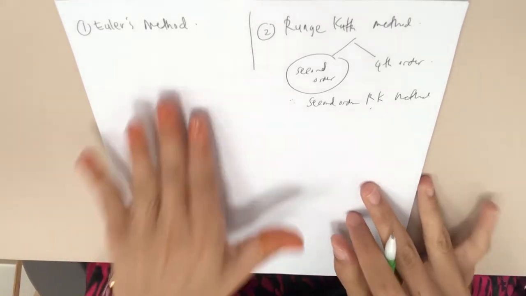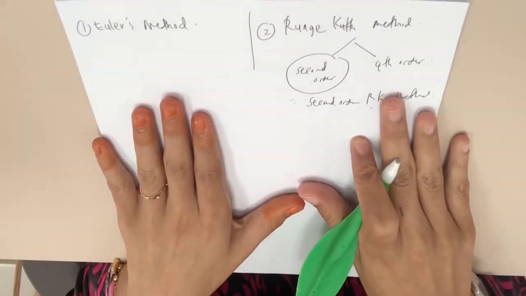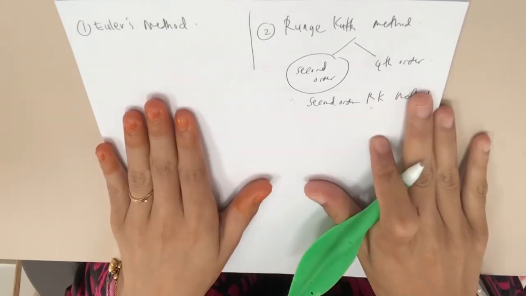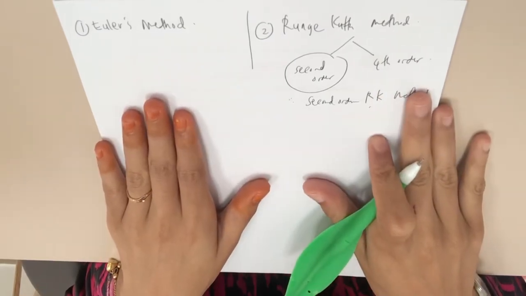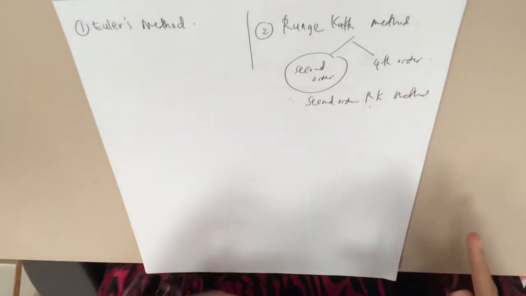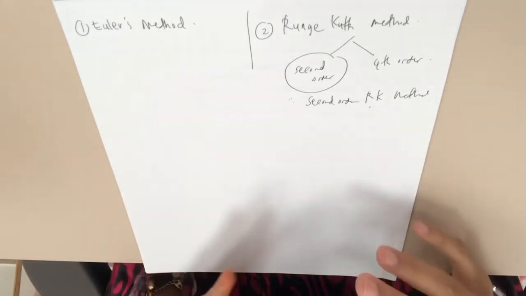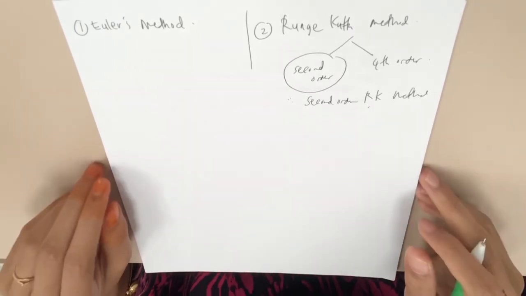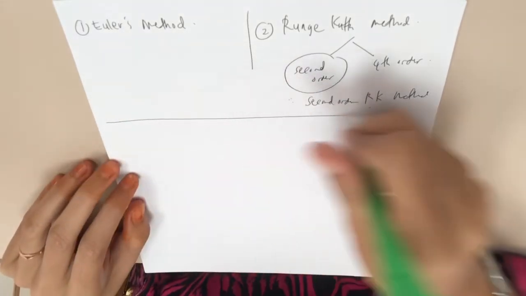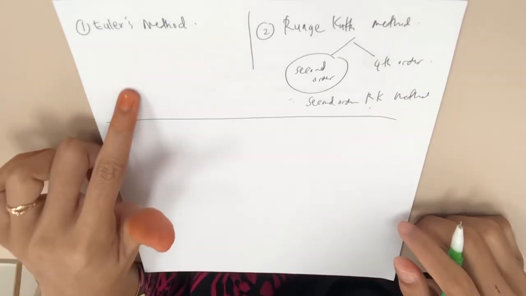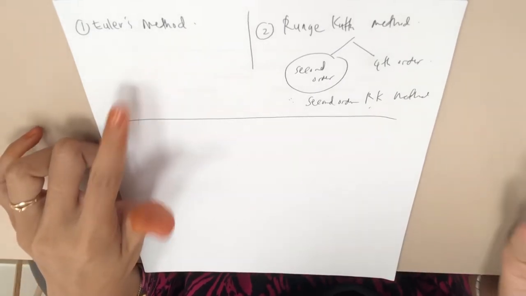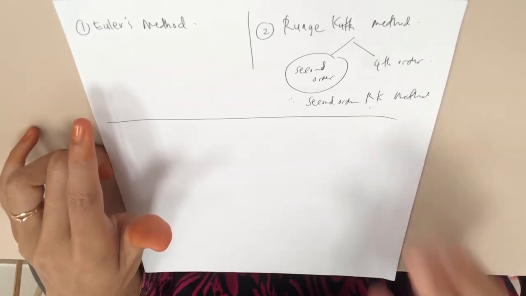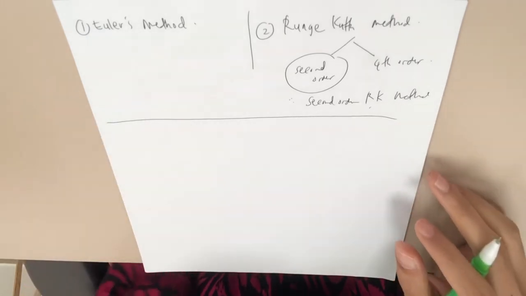So there are two methods that you will learn in this video. The first one is Euler's method, and the second is the second order Runge-Kutta method. Both methods are numerical approaches, and we will use them to solve a first order differential equation. I will start with Euler's method in this video, and in the next video I will show you the second one, Runge-Kutta.